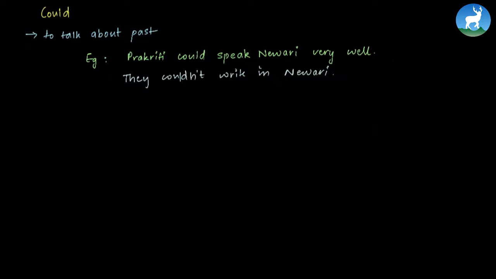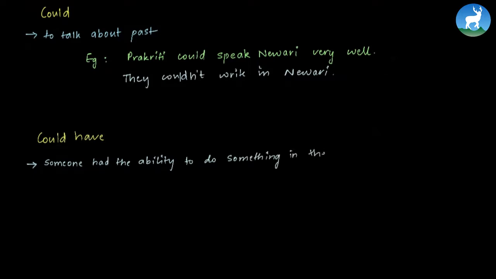We also use another modal verb, could have. Let's see how we use could have and why. We use could have to say that someone had the ability to do something in the past but did not do it. So let's note it down. Someone had the ability to do something in the past, but they didn't do it.